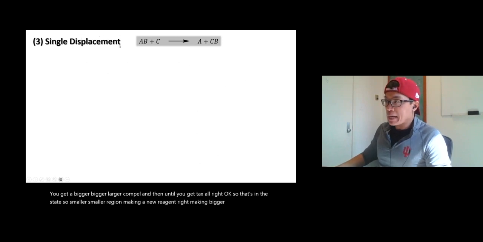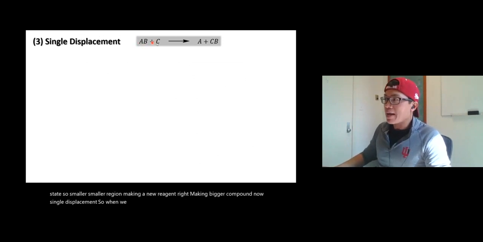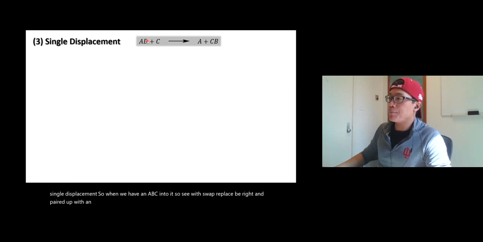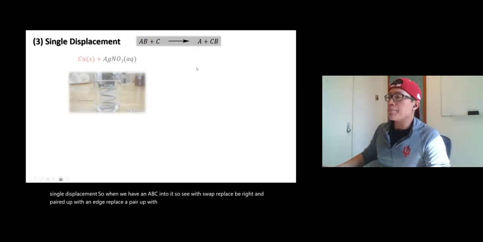Now single displacement. So when we have an A and B and add C into it, so C will swap, replace B, right, and pair up with an A. Oh no, replace A, pair up with a B in this case. All right. Some examples.